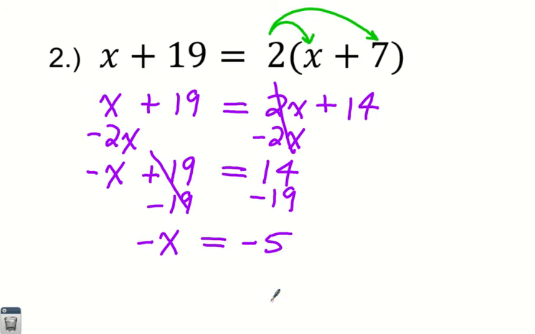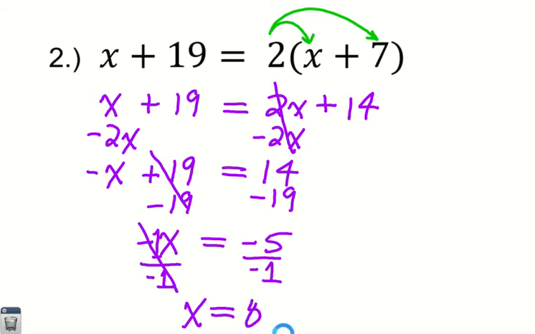Now remember, this technically is a negative 1x. So what's the final thing you do? Because we're not done. You can't stop when it says negative x equals negative 5. Technically, you want to divide both sides by a negative 1 to leave just x on the left side. And then negative 5 divided by negative 1 is, well, come on, board and pen. Positive 5. The final answer is x equals positive 5.